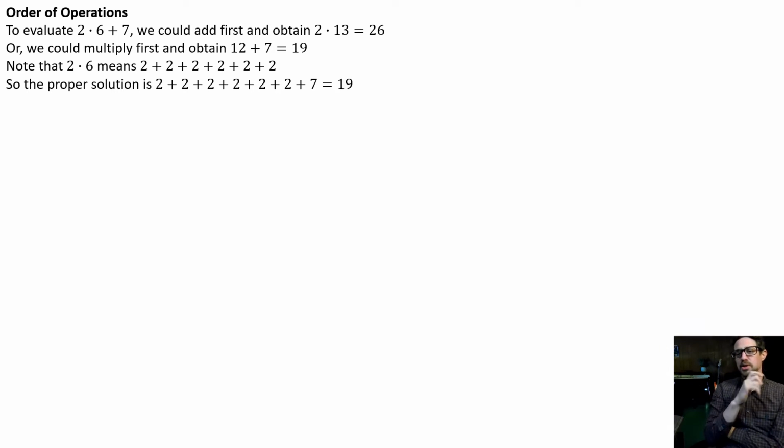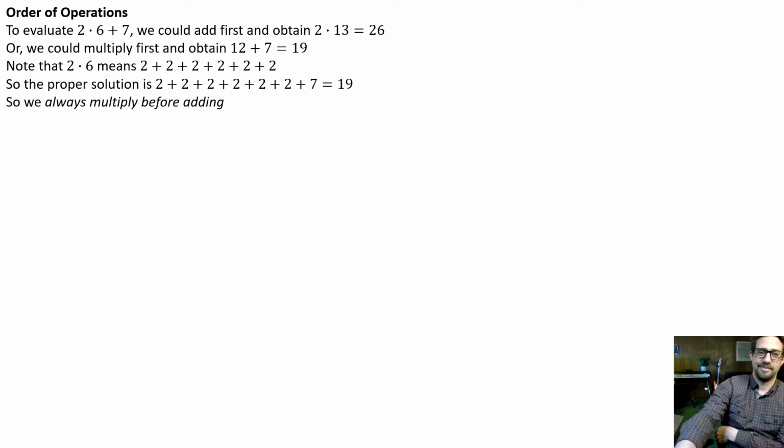So because that's how we define multiplication, that's why that's correct. That's why the actual answer is 19. So it's not 26. It's not open to interpretation. The answer is for sure 19. So that's the first big rule. Always multiply before adding. Regardless of the order, it doesn't matter.